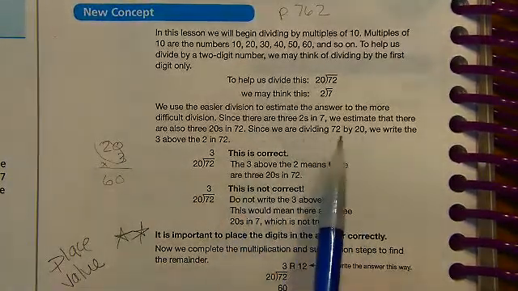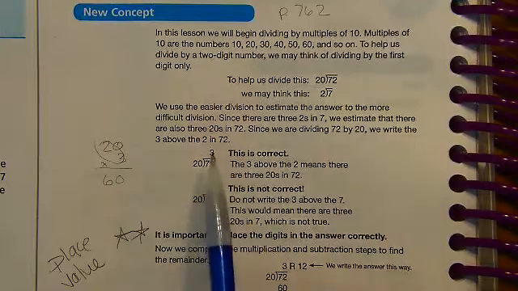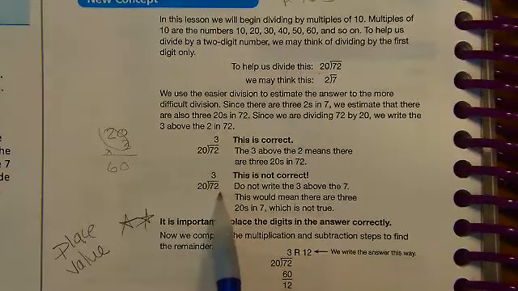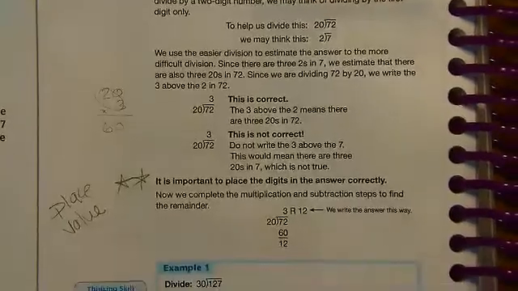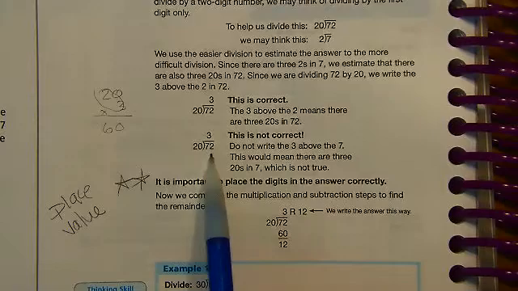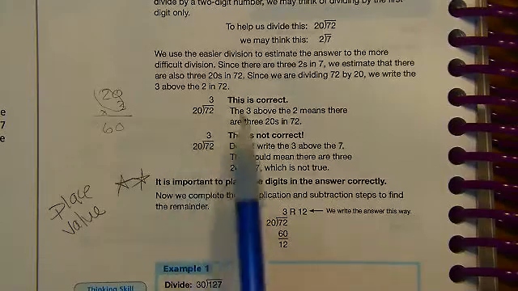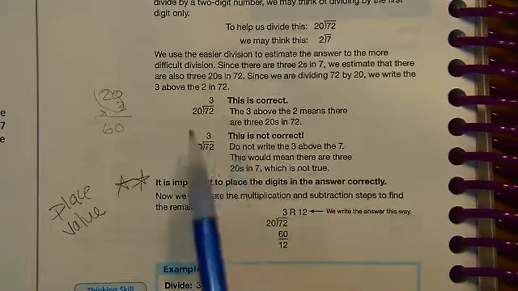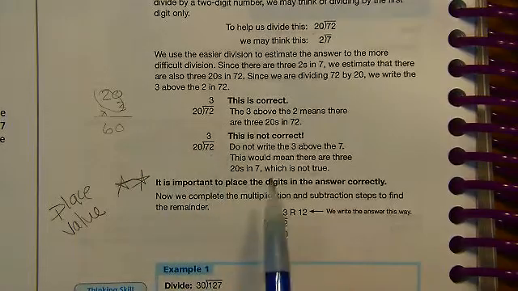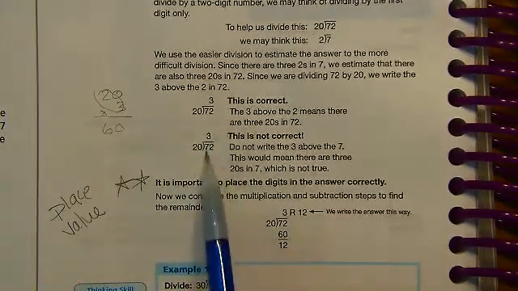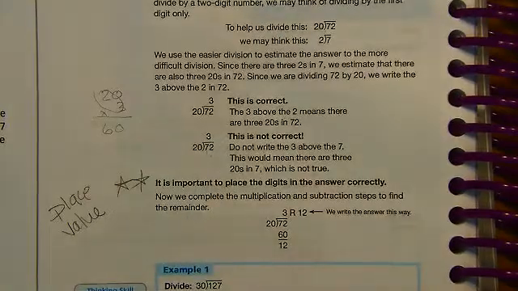Since we're dividing 72 by 20, we write the 3 above the 2 in 72, because we know that 3 times 20 is 60, right? So they're showing you down here. And also they're telling you again, this is correct, this is incorrect. What do I always tell you about place value? So see, it's not just me. I've been really all this time teaching you how valuable place value is. Okay, because if we write it over here, it means 3 ones. If we write it over here, it means 3 tens. Okay, and that's not true.